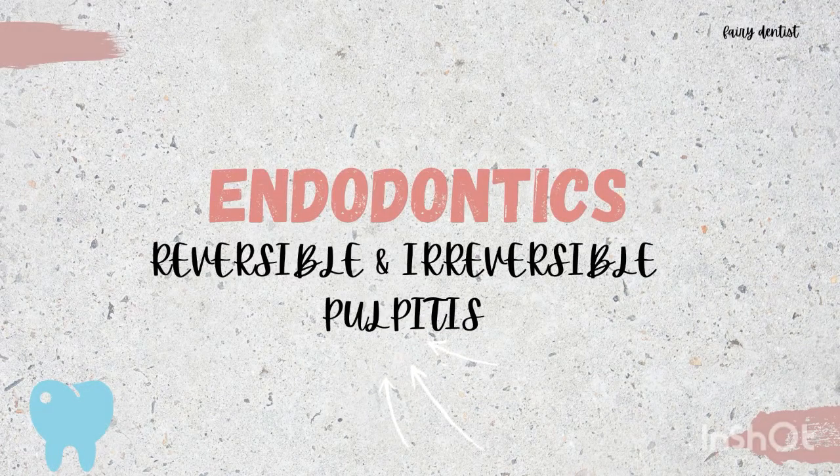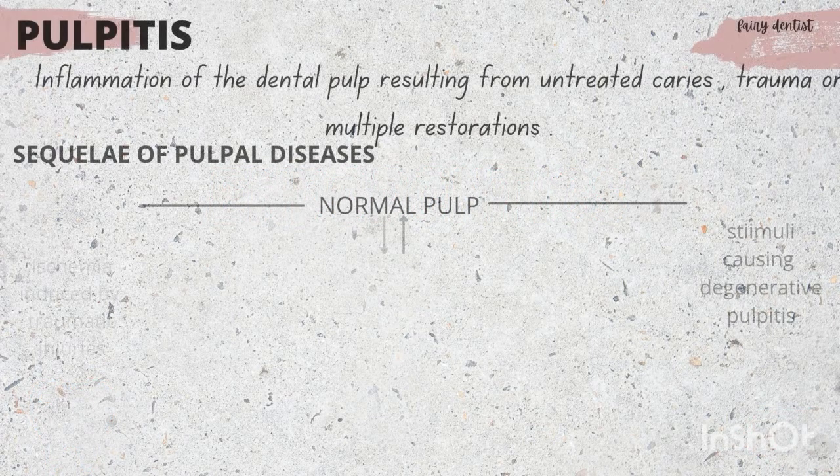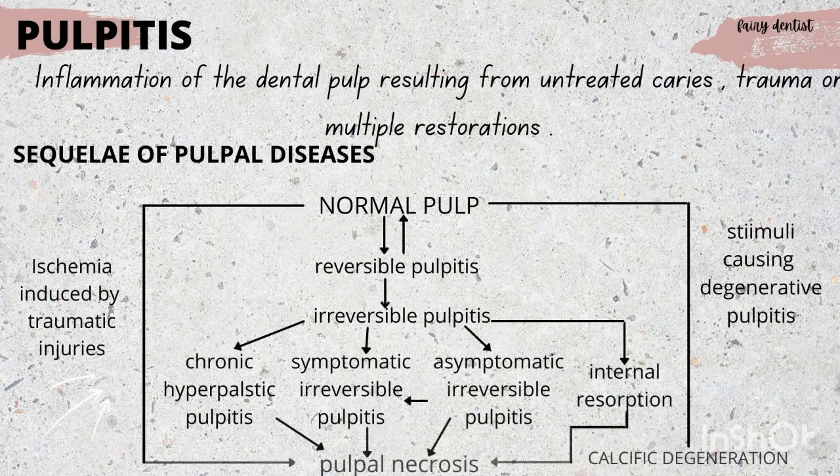Today's topic is about reversible and irreversible pulpitis. The causes of pulp disease are physical, chemical and bacterial. Pulpitis can develop from caries that extend into the pulp. Pulpitis is an inflammatory disease of dental pulp. Definition of pulpitis: it is the inflammation of the dental pulp resulting from untreated caries, trauma and multiple restorations.